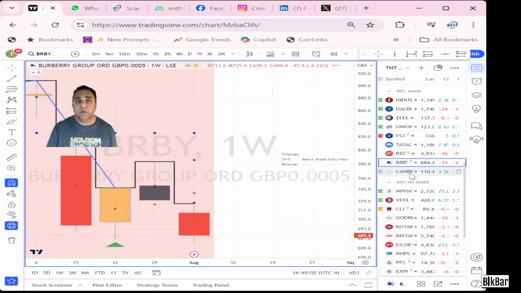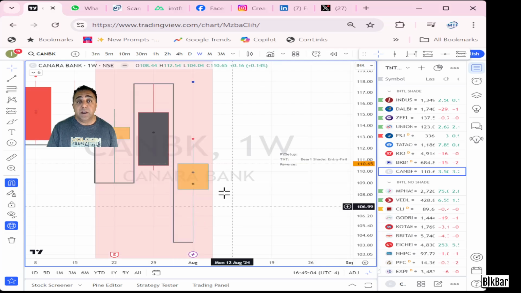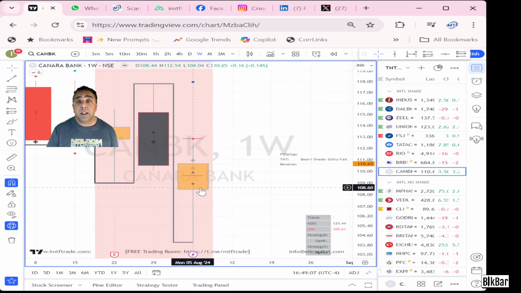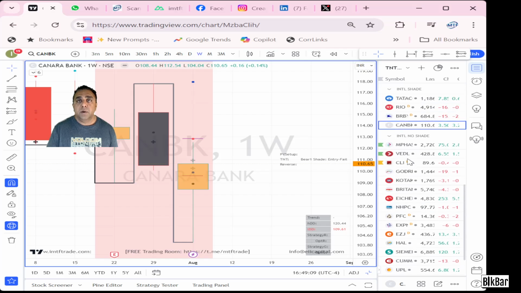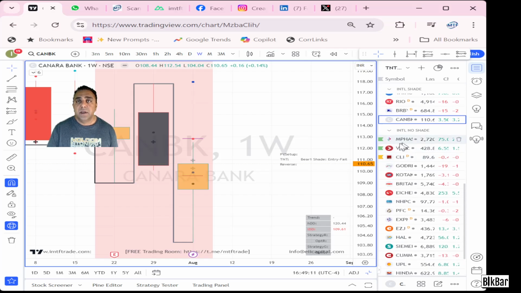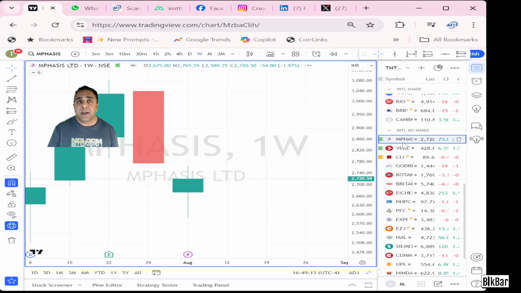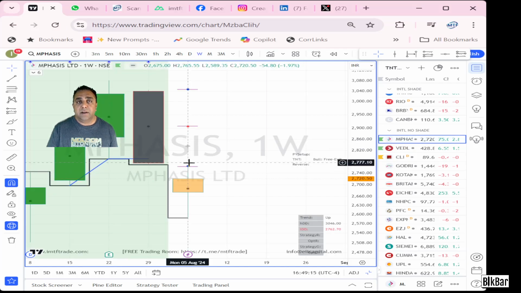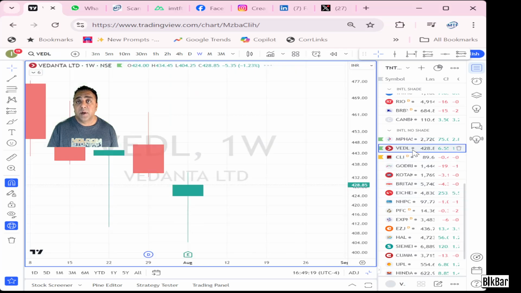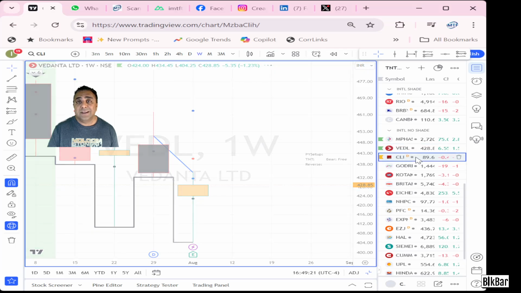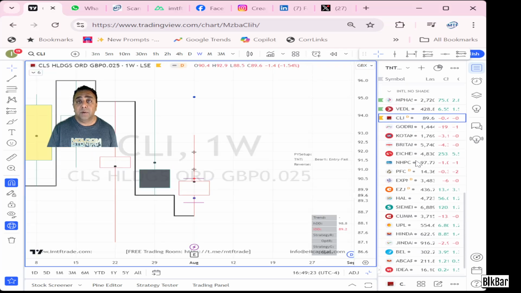Just go click through them so you could see exactly what happened. And you could see, even though we didn't enter them, a lot of them did move. But we want the high probability trades. These are non-shaded opportunities that did work. This gap down came, hit the blue dot, and went down. So this is a profitable trade. This is a profitable trade. CLI was basically break even.